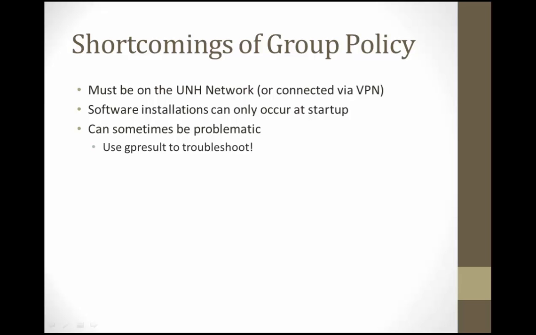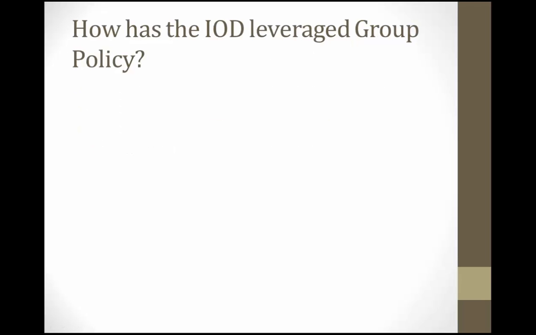And sometimes some things are not working correctly, so you need to use GP result to figure out what the problem is. Sometimes it can just be more pain, but generally once you get it working, it's usually something small and minor and stupid, like, oh, the policy was disabled, or it was applying to the wrong OU or security filtering. It's always something where you're like, oh, I can't believe that I made that mistake.